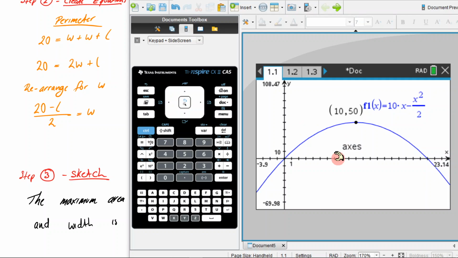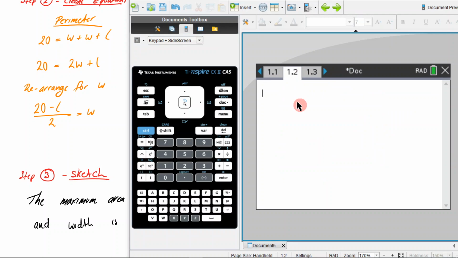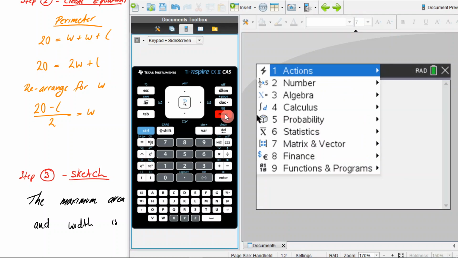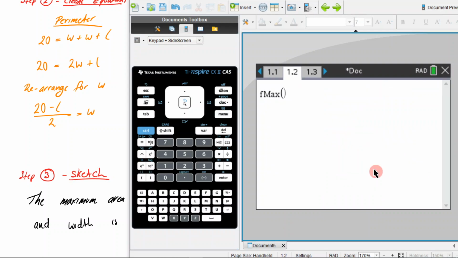Now, if you wanted to find the maximum through another means, you could. If I was to open up a calculator page, let's talk about another way we could do it. We could go menu, calculus, and we could find the function maximum and then type in our rule. So it was 10L minus L squared over 2, and I'm going to solve it for comma L. So this is telling me that the maximum occurs when L is equal to 10.